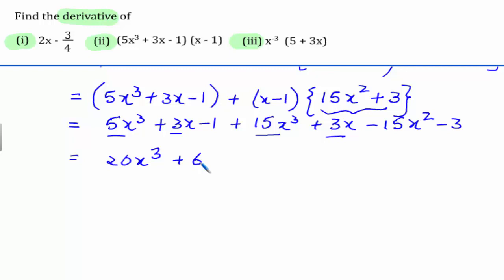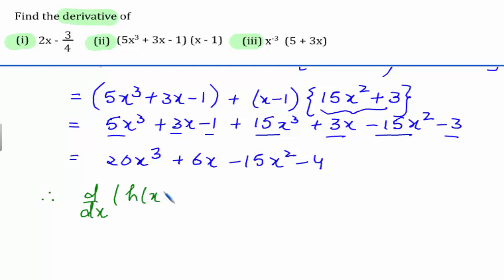Therefore, the derivative of h x with respect to x is 20x cube minus 15x square plus 6x minus 4. This completes the second part.